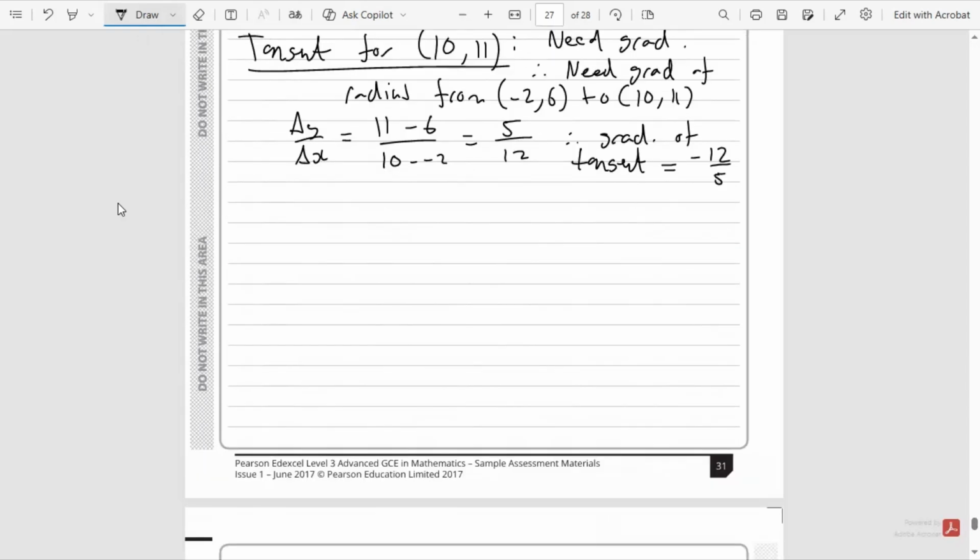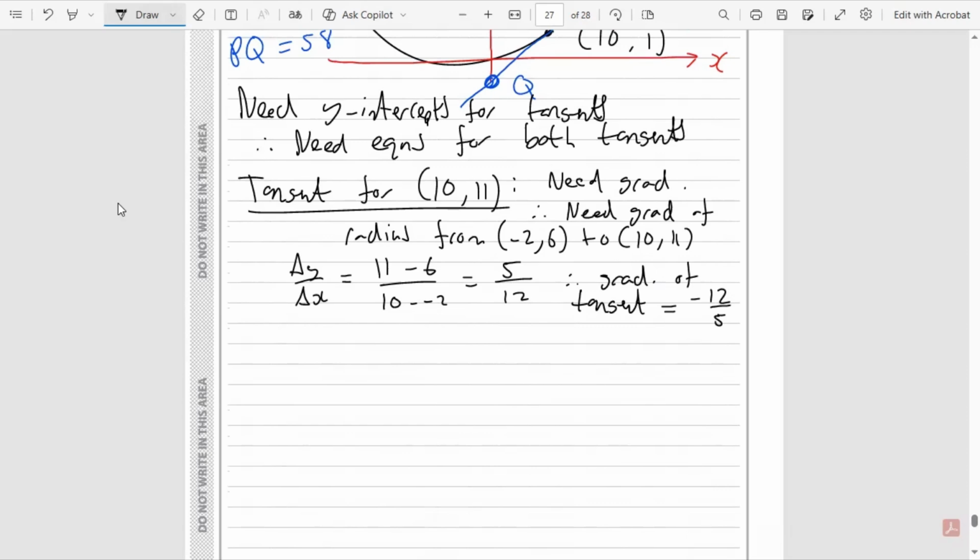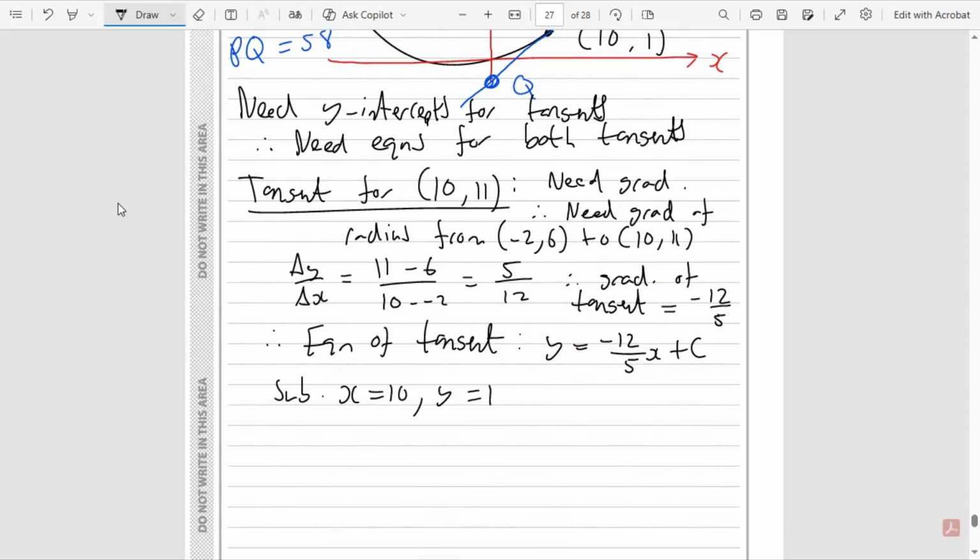So therefore, the equation of the tangent is going to be y equals minus 12 over 5 x plus c. We just need the plus c. How can we get it? We can just sub in the point (10, 11), so x equals 10, y equals 11. Or you could use the equation y minus y1 equals m times x minus x1. That's fine too, but I'm just going to sub in the values here instead.